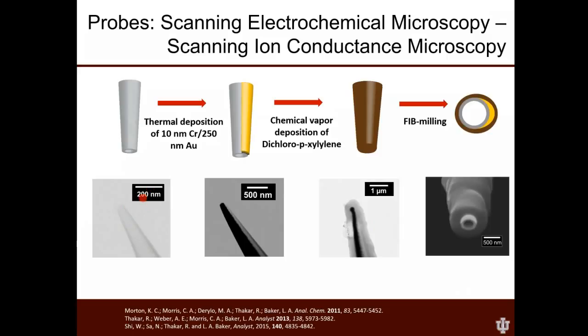We take that quartz pipette, we then thermally deposit 10 nanometers of chromium, which serves as an adhesion layer for the quartz, and then we overcoat that with 250 nanometers of gold. Okay, so we end up with a quartz pipette that, on a portion of it, and this is just by a line of sight deposition, has essentially this gold film that's adhered with the chromium layer to the quartz surface.